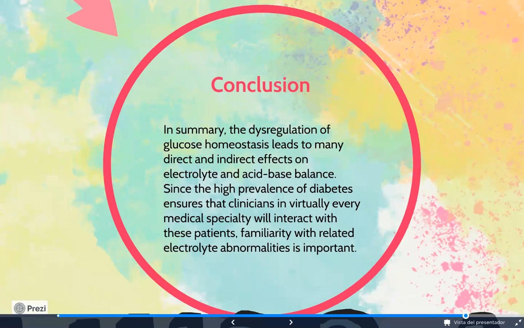Conclusion. In summary, the dysregulation of glucose homeostasis leads to many direct and indirect effects on electrolyte and acid-base balance. Since the high prevalence of diabetes ensures that clinicians in virtually every medical specialty will interact with these patients, familiarity with related electrolyte abnormalities is also important.